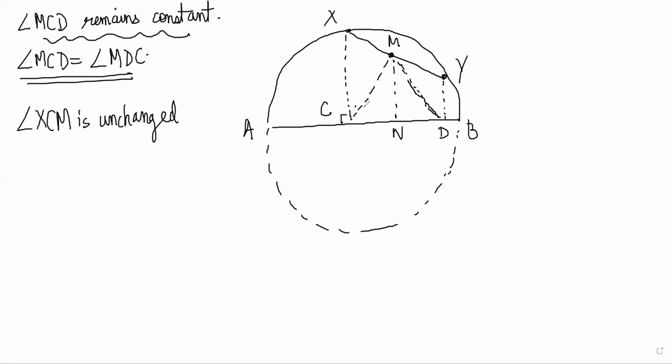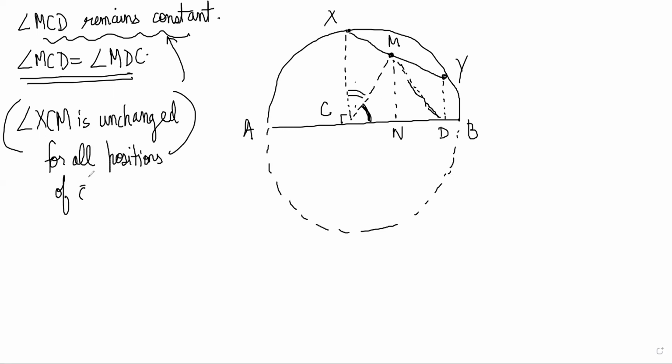XCM is this angle, MCD was this angle. So XCM is basically the complementary angle of MCD, right? So if I can show that the angle XCM is unchanged, then that would mean that angle MCD is also unchanged, right? For all positions of chord XY. If we can prove that angle XCM is unchanged for all positions of chord XY, then it is done, right?